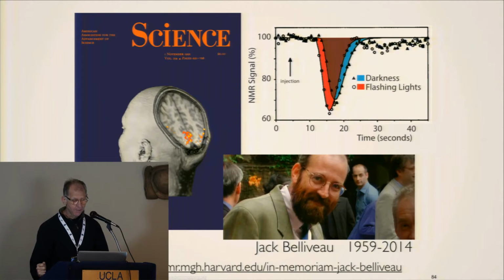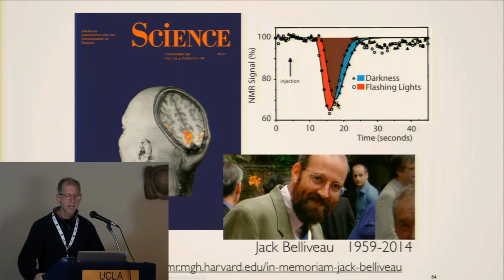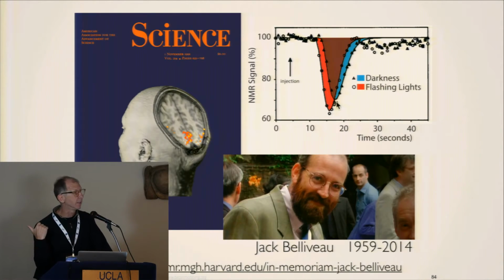The first MR versions of this were done by Jack Belliveau. Jack Belliveau tragically died 2 years ago. Jack Belliveau was a postdoc working at Harvard, we had built this ultra-high-speed scanner, and Jack got the idea that you should be able to watch blood flow in the brain using this high-speed scanner. And so what he did was arrange to inject a chemical into the arms of people, a gadolinium contrast agent, and when the chemical went through, the brain went dark.